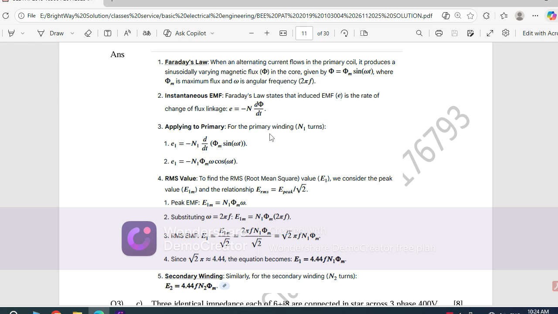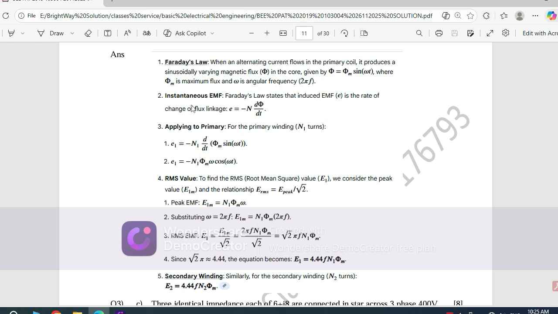varying magnetic flux. Okay, flux here is considered as phi, in the core given by phi equal to phi m sine omega t, where phi m is the maximum flux and omega is the angular frequency, which is 2 pi f. Angular frequency, radian per second, is the unit, and it is represented as 2 pi f.